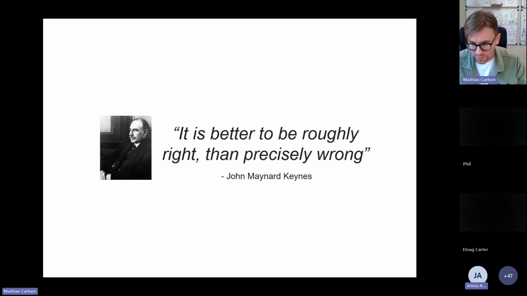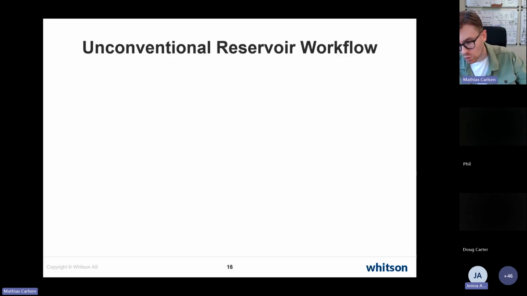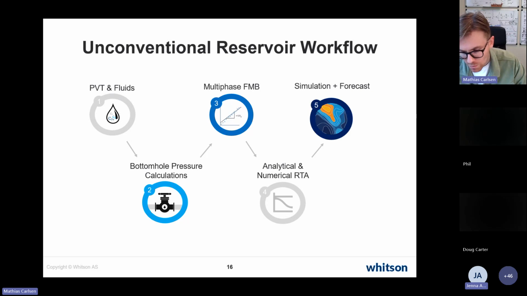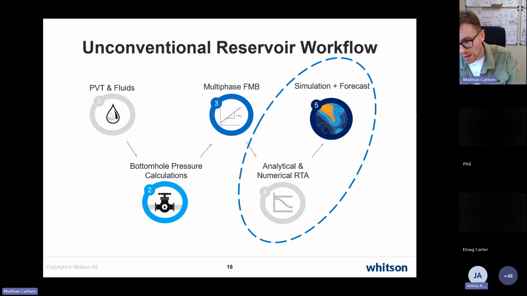So you use very readily available data, and models that are simple enough but explain enough of the fundamental physics. You get really good history matches, and you're able to explain well performance really well with these models. We typically teach an unconventional reservoir workflow where you calculate PVT properties, calculate bottom hole pressures, and do an FMB exercise, which we'll not talk about today. Then the RTA piece is the key piece before you bring it into a numerical model. The emphasis of the course today will be these last two pieces right here.